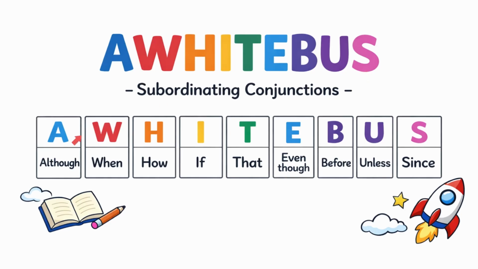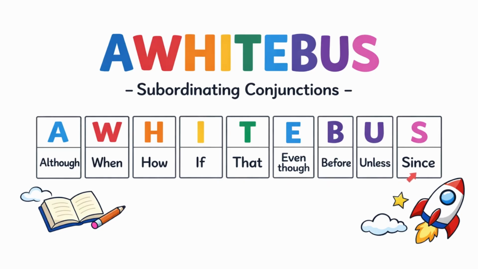And again, it just helps us start to think about these different subordinating conjunctions, which will help us begin a subordinate clause. And we're not really going to get into that. There will be other videos on subordinate clauses, which will link back into subordinating conjunctions. But for this video, we're just looking at questions that want us to identify the subordinating conjunction. And really all we're trying to do is remember some of these common ones. Although, when, how, if, that, even though, before, unless, and since.